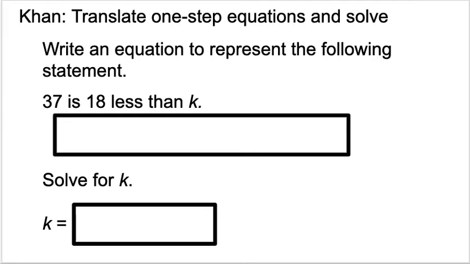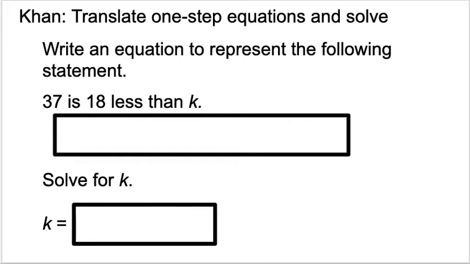So expressions we know don't have an equals in them. And so we're just going to write equations which have an equals in them. And so then we're going to solve these. So let's take a look at this first one. So it says, write an equation to represent the following statement. So 37 is 18 less than k.